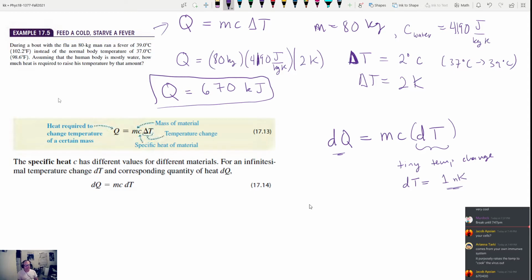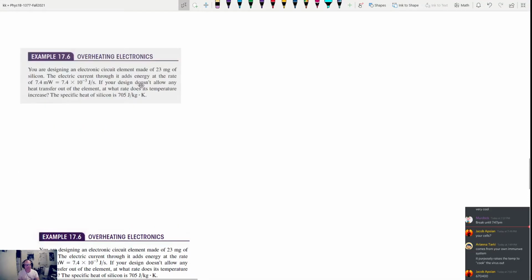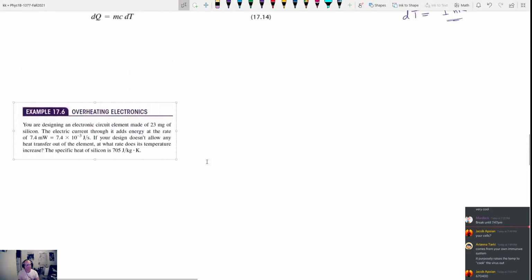So this next problem shows how we can use this concept to solve a problem that involves a heat change that's taking place over a long period of time.